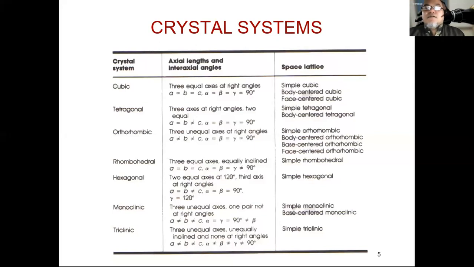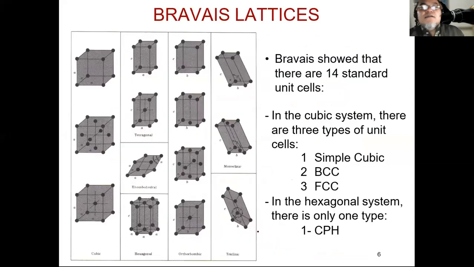Rhombohedral has only one lattice structure, simple rhombohedral. Hexagonal has only simple hexagonal. Monoclinic has two, simple monoclinic and base center monoclinic. And triclinic has only one, simple triclinic. So this picture shows the 14: 1, 2, 3, 4, 5, 6, 7, 8, 9, 10, 11, 12, 13, 14. The 14 standard unit cells from the 7 crystal systems.